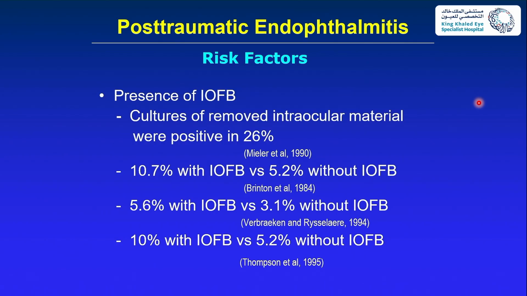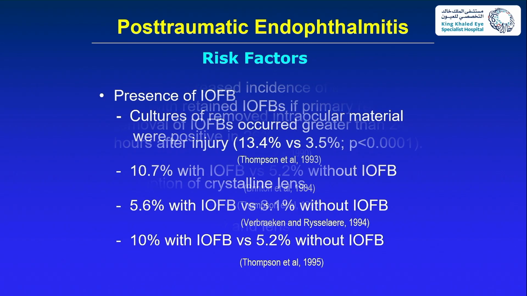Now, there are several studies that compared the incidence of endophthalmitis in eyes with or without foreign body. In one study, about 11% with intraocular foreign bodies had endophthalmitis compared to 5% without a foreign body, meaning that the presence of a foreign body doubles the risk of endophthalmitis. Another study, 5.6% with foreign body compared to 3%. Another study, 10% with foreign body compared to 5%. So this is another important point to keep in mind, that the presence of an intraocular foreign body increases the risk.